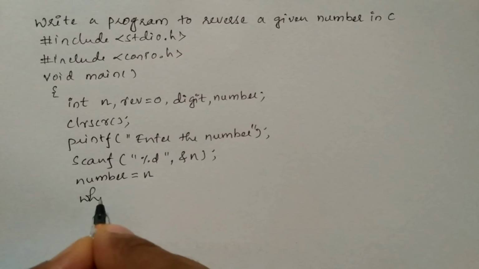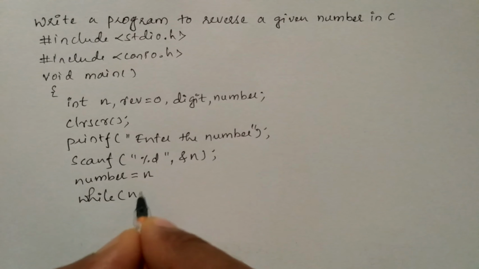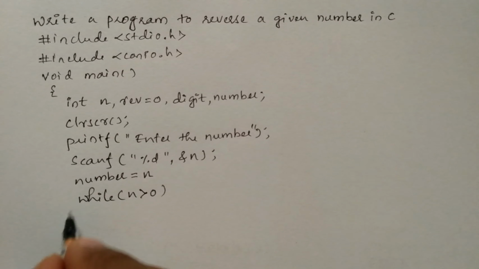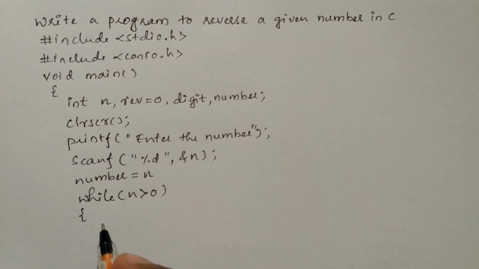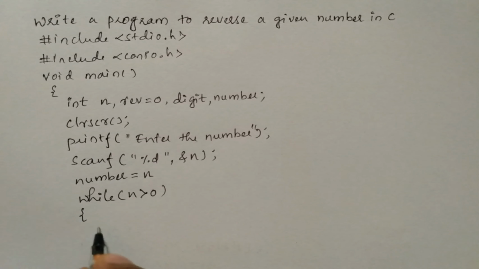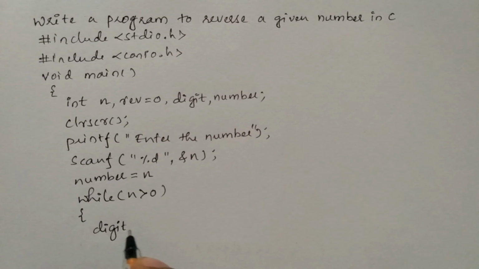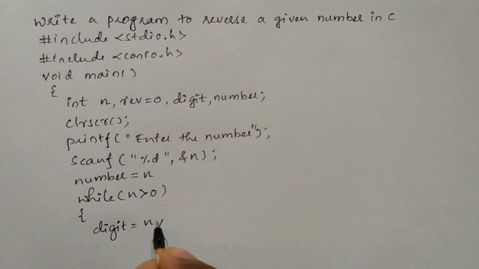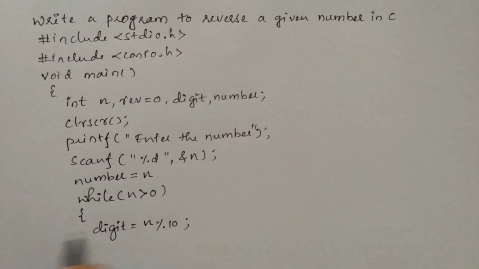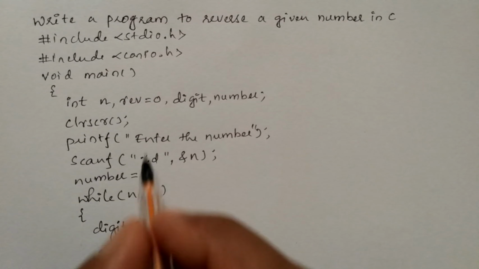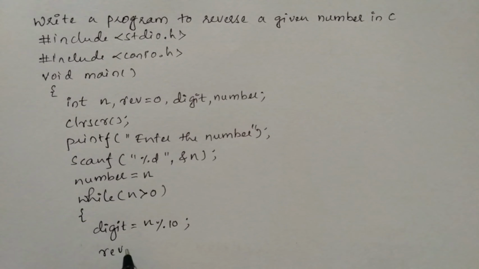Now let us use the looping structure: while n is greater than 0, curly open brace, and here in order to find the digit we have to divide by 10. So digit is equal to n modular division by 10. Modular division always returns us the remainder. Now let us write rev. So this variable will use: reverse is equal to reverse into 10 plus digit.